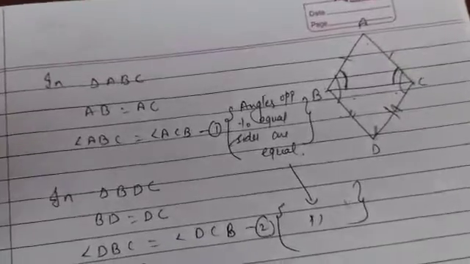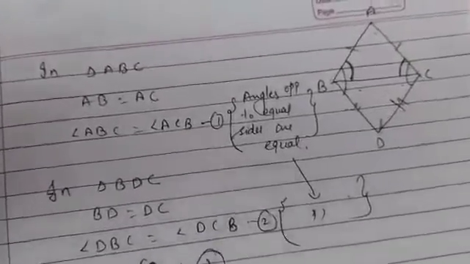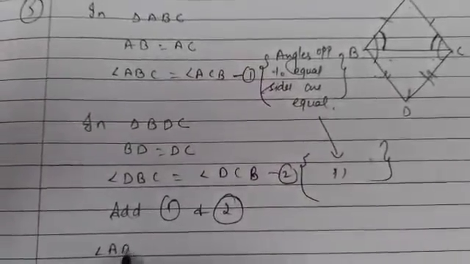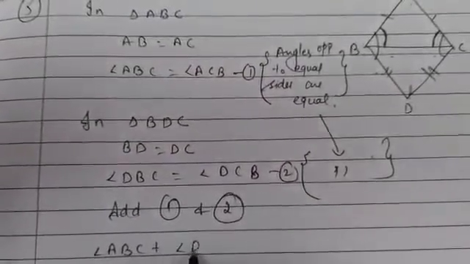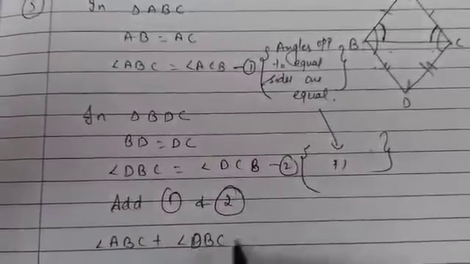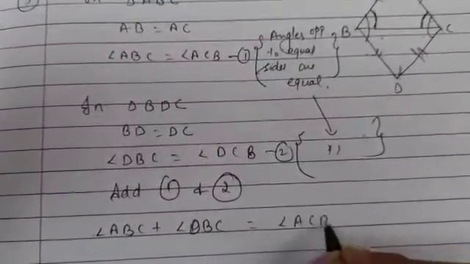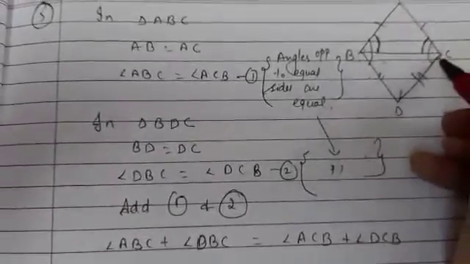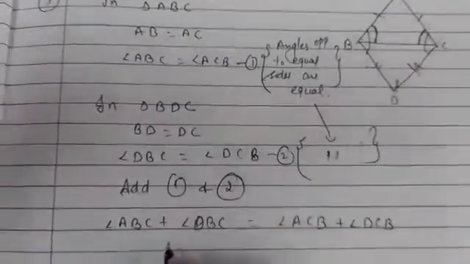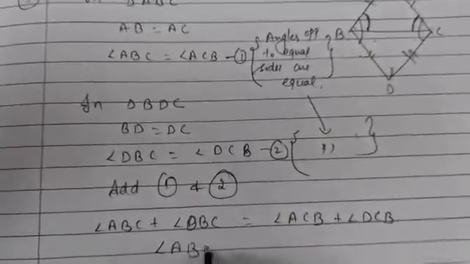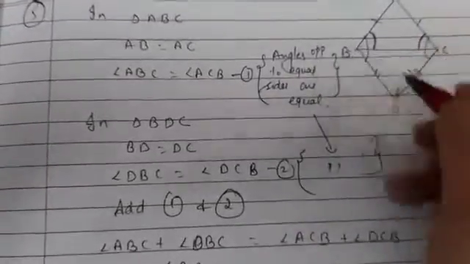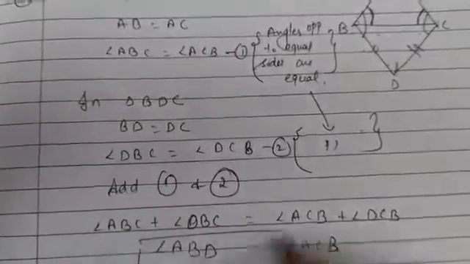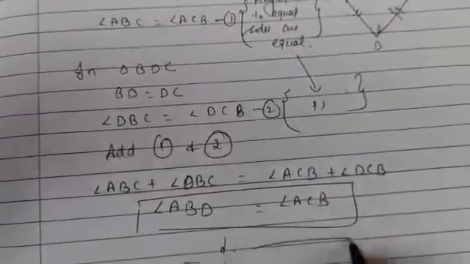Now we will add 1 and 2. This equation and this equation we will add. Angle ABC plus DBC is equal to angle ACB plus DCB. Adding ABC and DBC, we can write it as ABD, and ACB and DCB, we can write it as ACD. So this is what we wanted to prove, so we have proved.